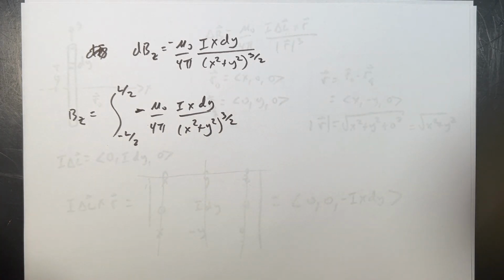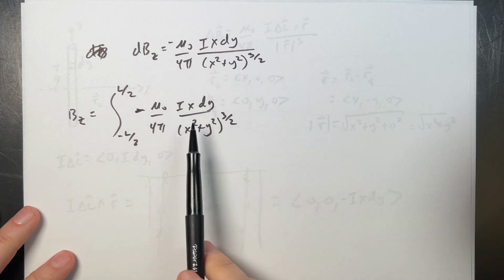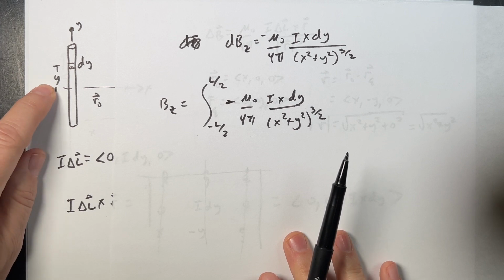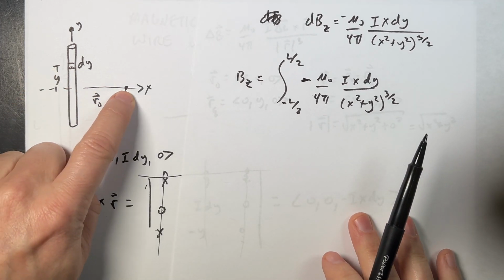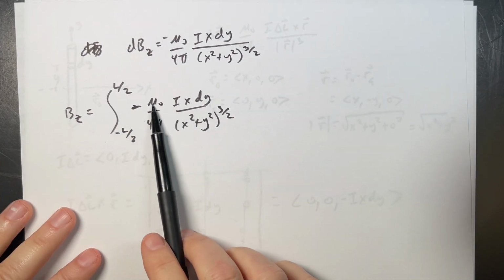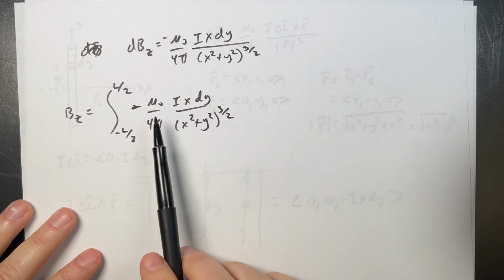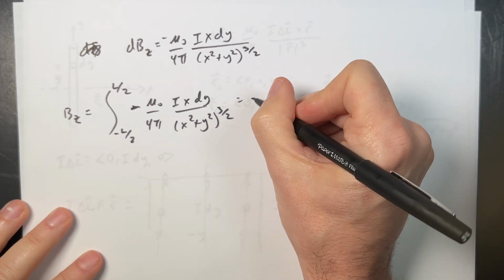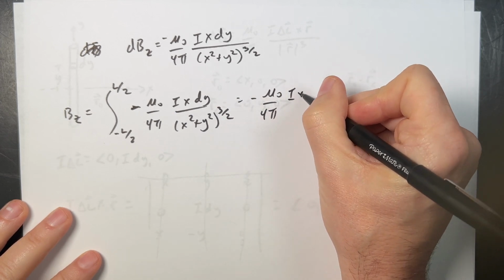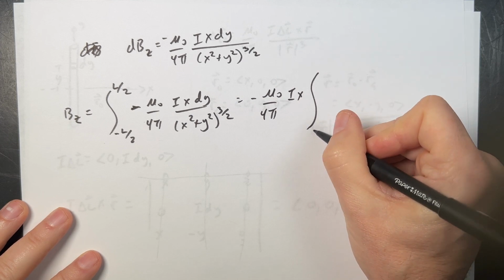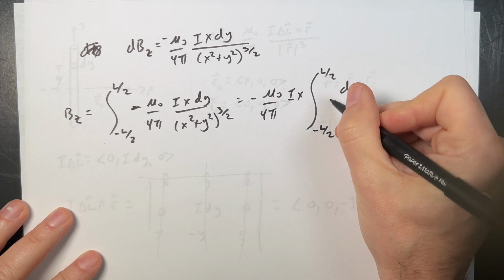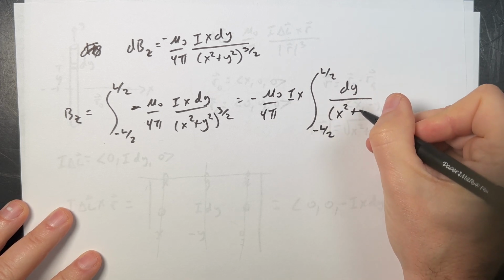Let's pull all this stuff out front that we don't need. So as I'm adding up all these pieces, what's changing? Well, my y values are changing, right? But my x values are not. That's the location of that charge right there. So I don't have to change x. x is essentially a constant. I can pull that out front. Mu naught is a constant, 4 pi is a constant, I is a constant. So let's write this as negative mu naught over 4 pi I x, the integral from y equals negative L over 2 to L over 2 of dy over x squared plus y squared to the 3/2.